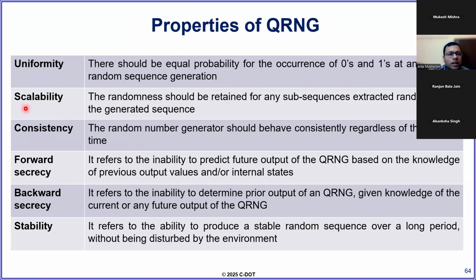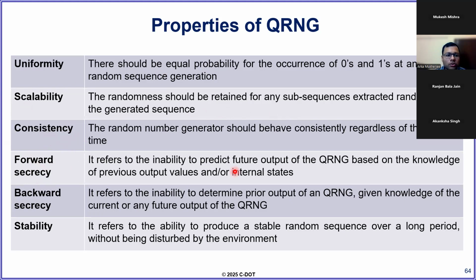The second property is that it should be scalable. Scalable means that if I extract a subsequence from a long sequence, that should also be random. Then it should be consistent. It should not behave differently at different times, so it should have consistency in its operation. Then the other property is that it should have forward secrecy. Forward secrecy means that if we know the present bit sequence, we should not be able to predict the future sequence. That is called forward secrecy.